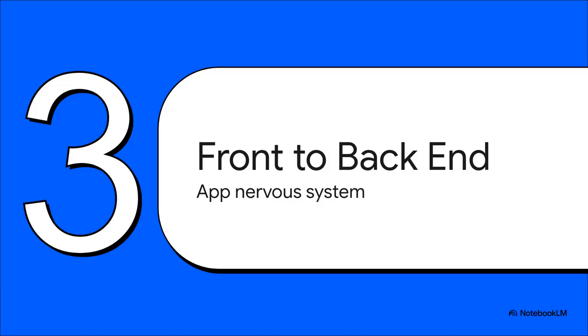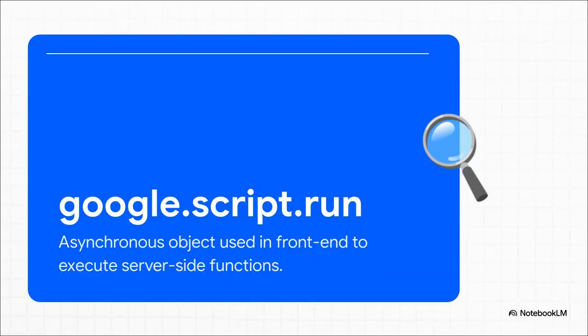Okay, let's jump to section 3, front to back-end flow. Let's see how this builds, because you might be wondering, how do the brains and the face actually talk to each other? Well, the key connector, think of it as the nervous system between the user's browser and our server, is google.script.run. AppScript gives us this special JavaScript object exclusively for front-to-back-end communication. You just drop it into your front-end HTML file to seamlessly execute a server-side function located in your brains file.